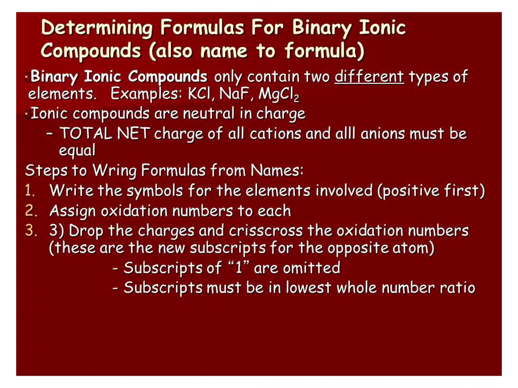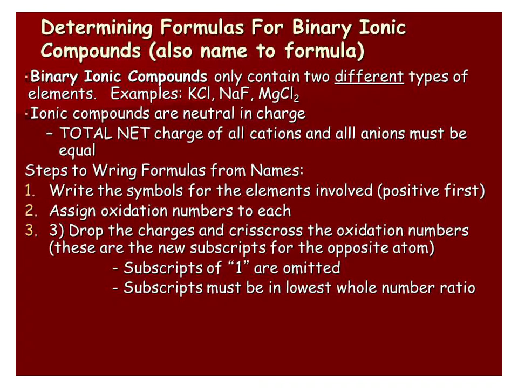Also, once we form an ionic compound, the total charge over the whole compound is neutral. The ions themselves will be charged, but the net overall charge of all the cations and all the anions must be equal. And so here are our simple rules for writing formulas from names. Step 1 is to write the symbols for the elements involved. We're always going to write the metal ion, or the cation, first. Now we're going to assign our oxidation numbers to each based on their location in the periodic table and the rules and the things I gave you.